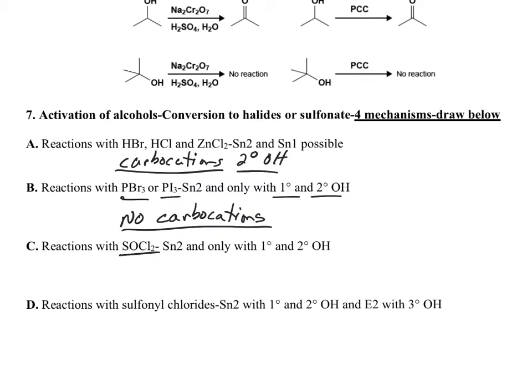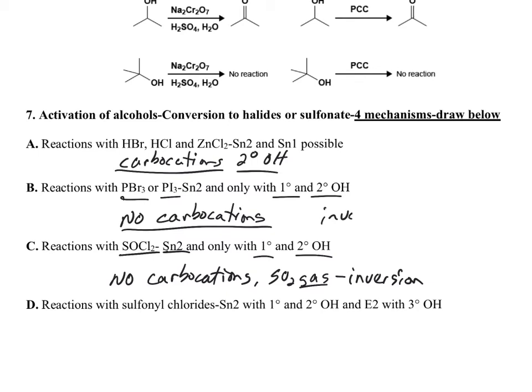SOCl2, right? Again, very similar to PBr3, SN2 only with primary and secondary alcohols. Again, no carbocations. Bit of a different mechanism, right? It makes that SO2 gas, which helps drive the reaction. But again, we get SN2, we get inversion. Right? We get inversion here, and we get inversion here. Right?